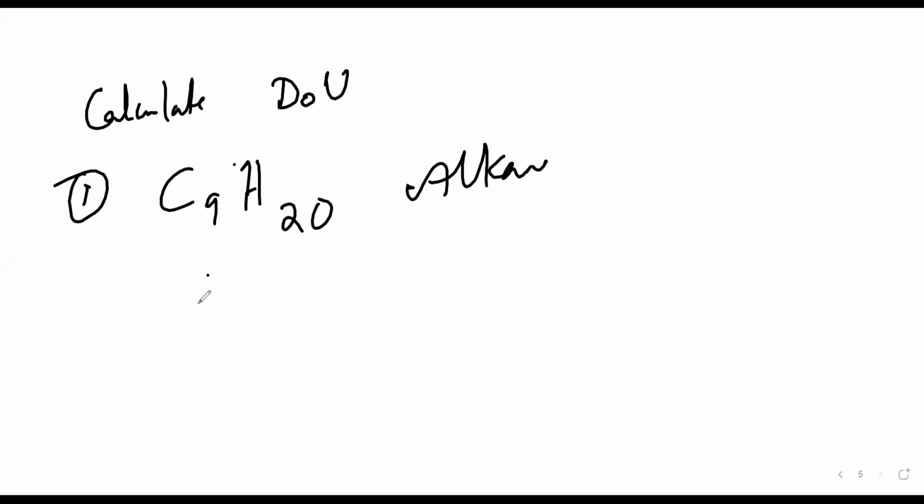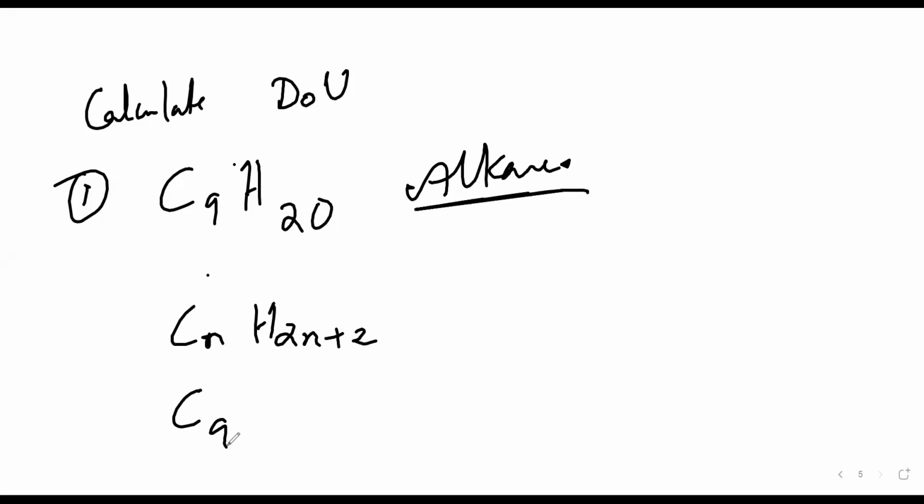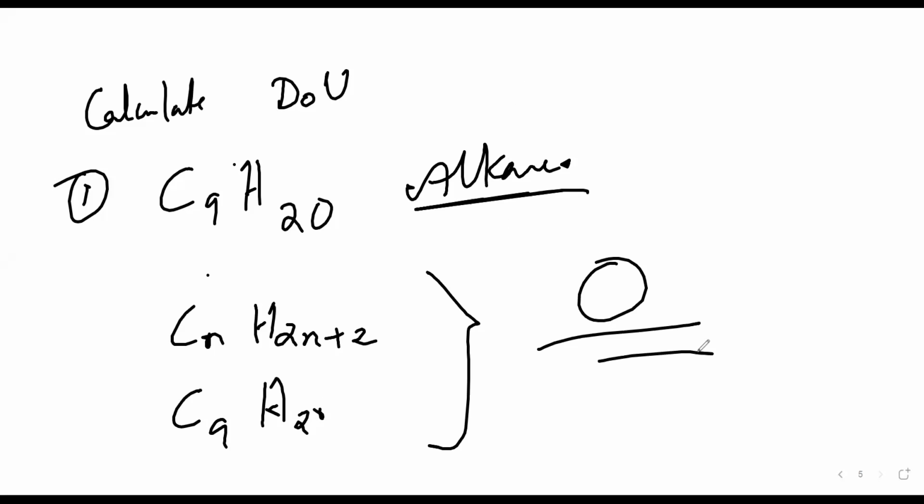Is it CnH2n plus 2? If I'm doing this, what am I getting? C9, H2n is 2 into 9 plus 2, that is 20, so H20. I told you degree of unsaturation for alkane is 0. So without doing any calculation, we get the answer as 0. The next question in this is C7H8.